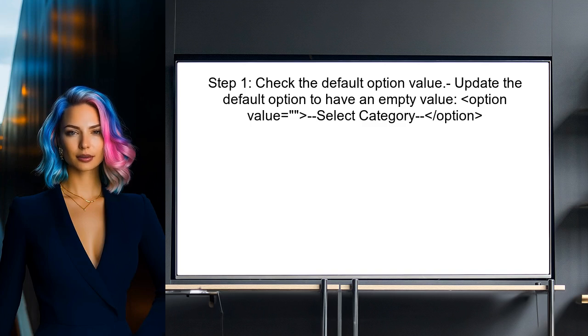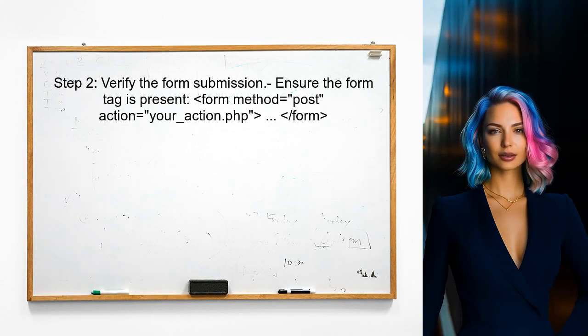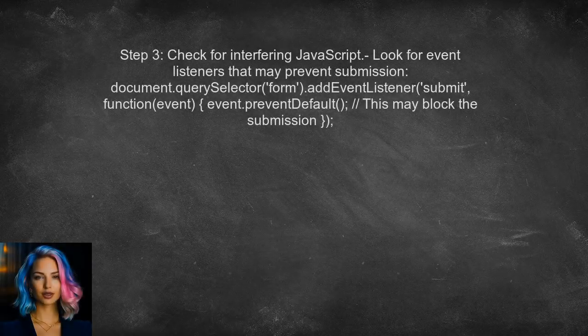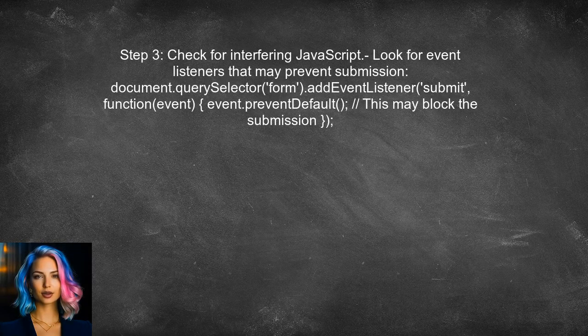default option in the select element has a value that is not empty. This is crucial for the required validation to work properly. Next, the user should verify that the form is being submitted correctly. This means ensuring that the form tag is present and that the method is set to post or get, depending on the intended action. Now the user should check for any JavaScript that might be interfering with the form submission. If there are any scripts that prevent the default action, they need to be reviewed and adjusted accordingly.